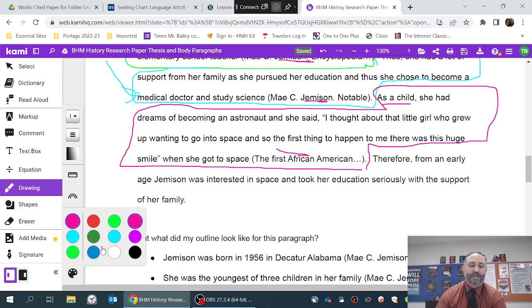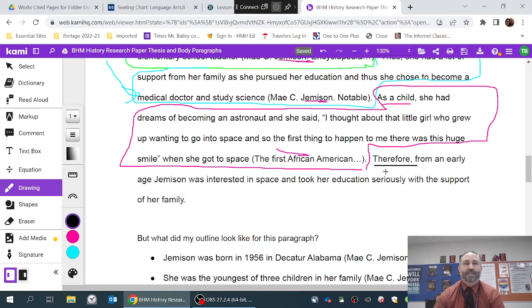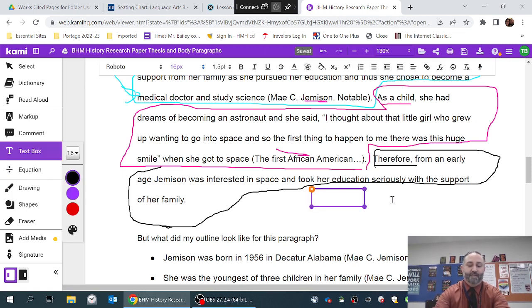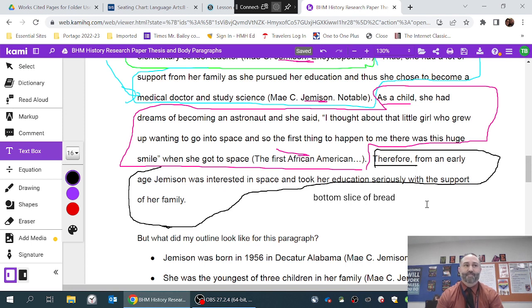And then that brings us to the very last part. Therefore, and this is why we've been using transitional phrases the whole year. This is a nice logical concluding type of thing to end with. Therefore, from an early age, Jemison was interested in space and took her education seriously. And if I have to label what this is an example of, the bottom slice of bread. And that is how you serve meat and cheese and meat and cheese and meat and cheese in body paragraphs.